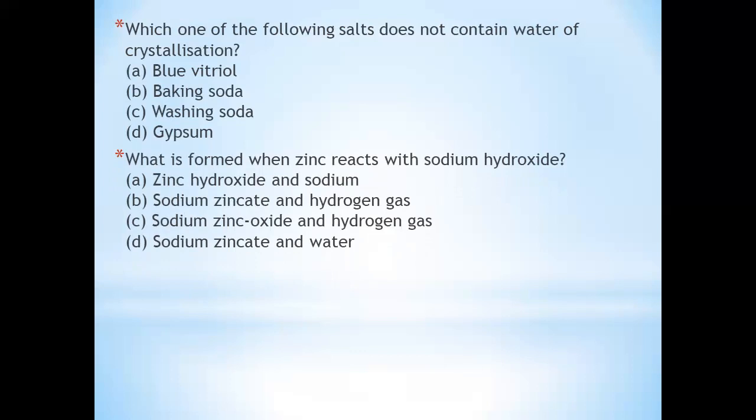What is formed when zinc reacts with sodium hydroxide? Metal with base. First option is zinc hydroxide and sodium. Second, sodium zincate and hydrogen gas. Third option, sodium zinc oxide and hydrogen gas. And the last option is sodium zincate and water.